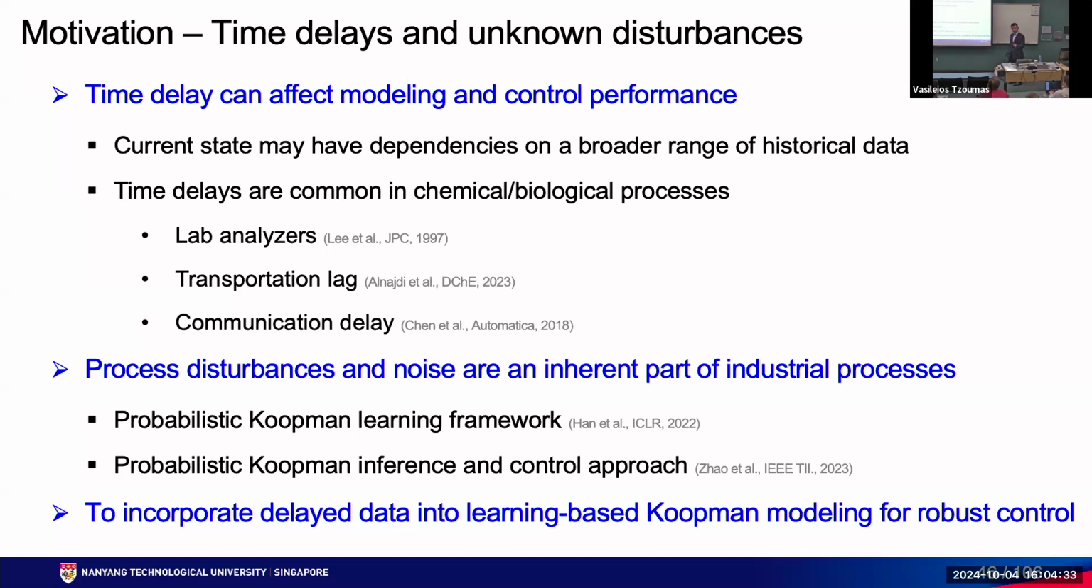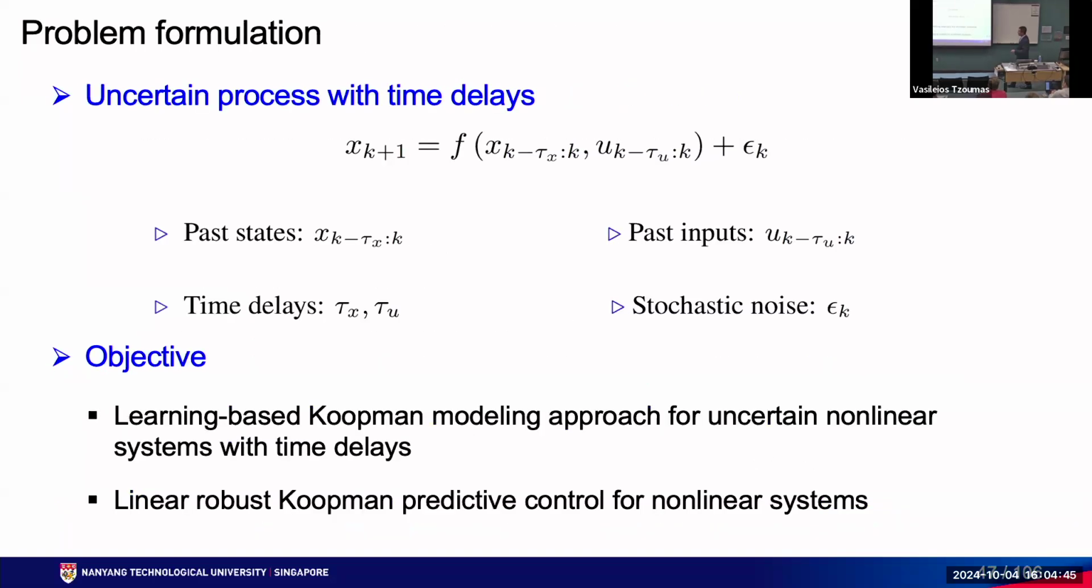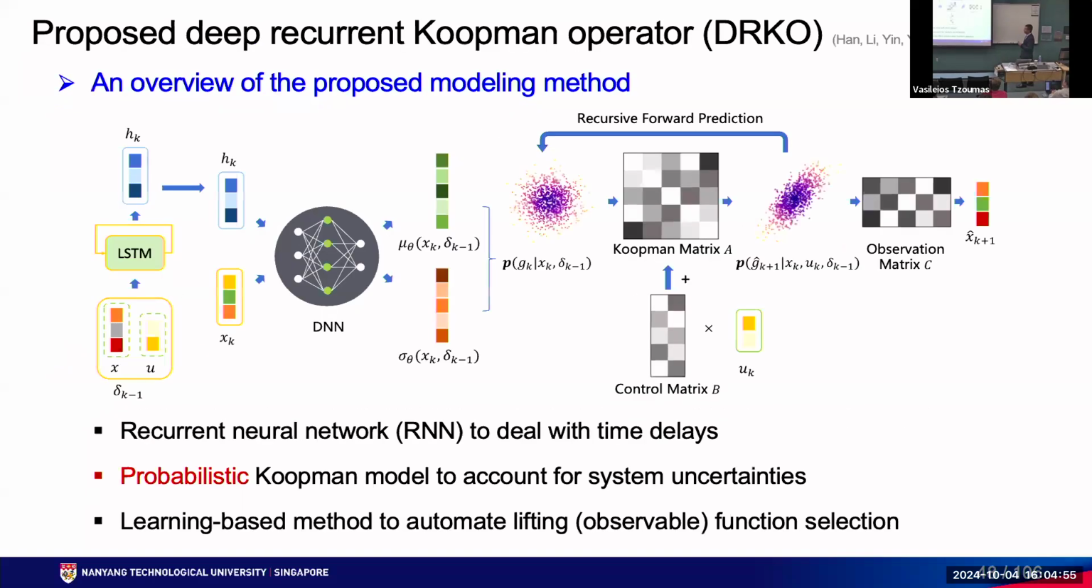How do we account for the stochasticity or the mismatch between the Koopman model and the original nonlinear noisy process, right? Here we leverage a framework called the probabilistic Koopman modeling framework. We consider a general nonlinear system, but the current system state may have dependence not only on the previous one, but also on some historical system states.